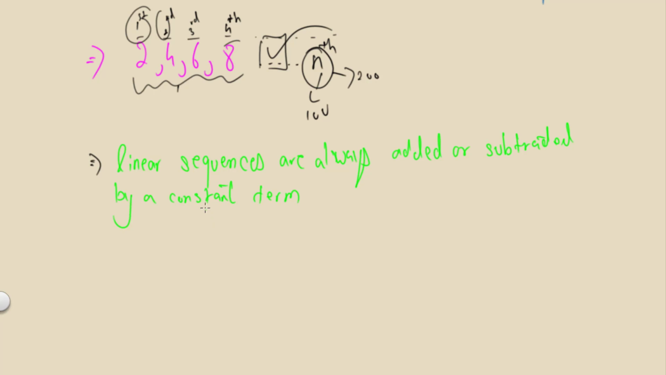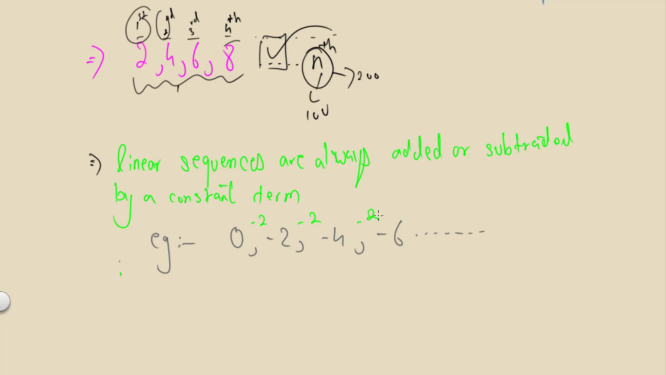Okay, a little bit of magic trick. Linear sequences are always added or subtracted by a constant term. Either you're adding something or you're subtracting something constantly in each term. Let's take a simple example. Let's say you have the terms 0, -2, -4, -6, and so on. We are subtracting 2 in each term as we go along. 2 is the constant subtraction in each term.